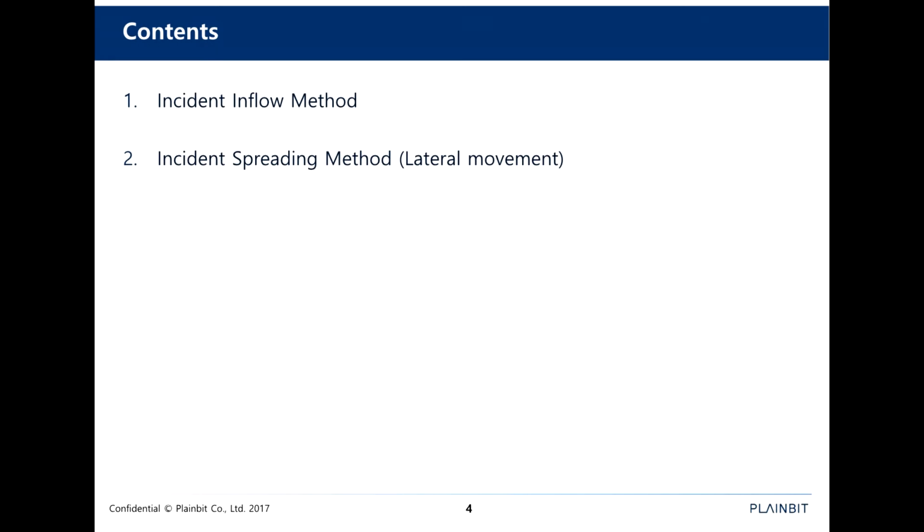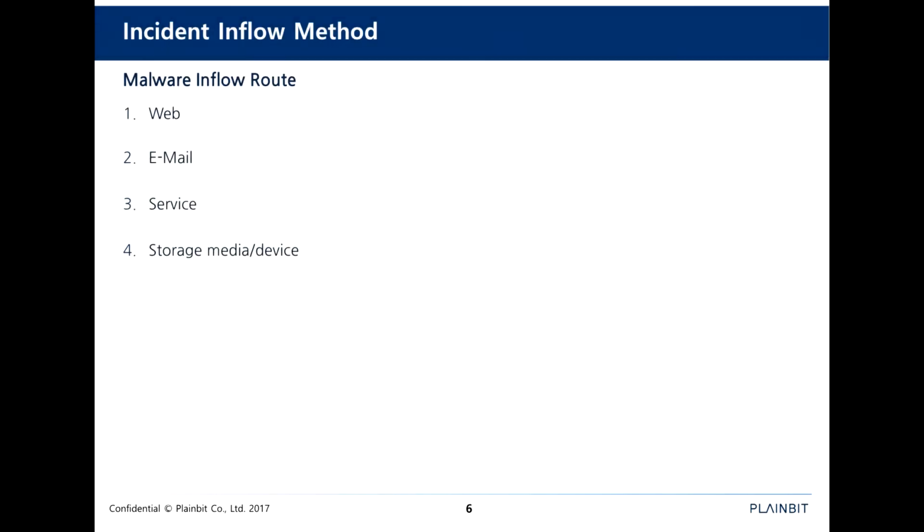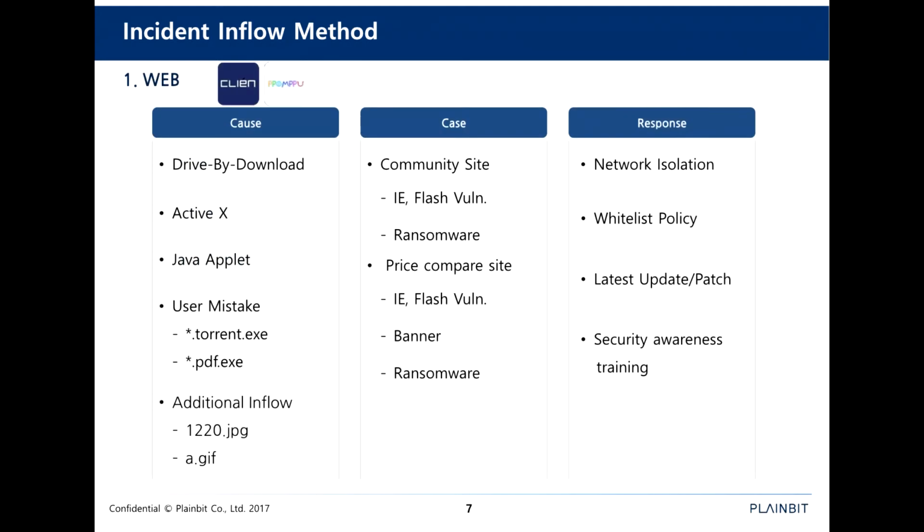In this lecture, we will examine the influx of the accident and the spread method. First, we will look at how the incident occurred, in other words, how malware enters the system. Entry of malicious code can be categorized into 4 major methods: web, email, service, and storage medium. First, let's look at the malware inflow through the web.